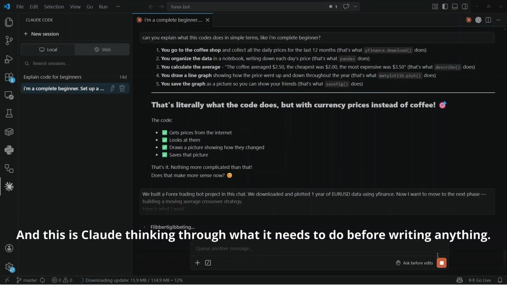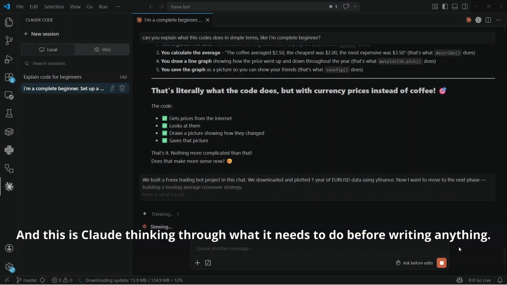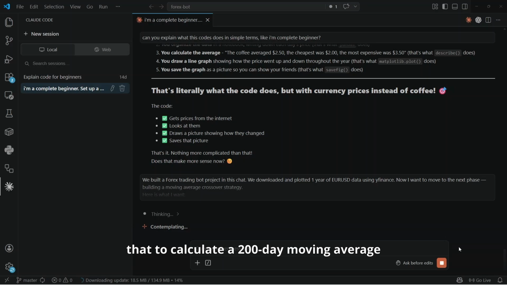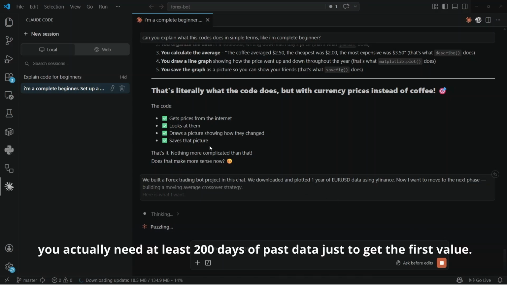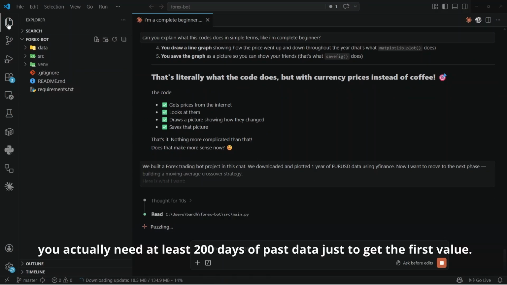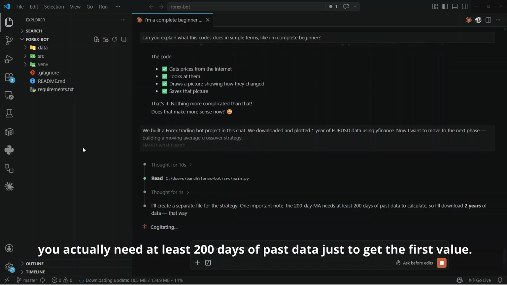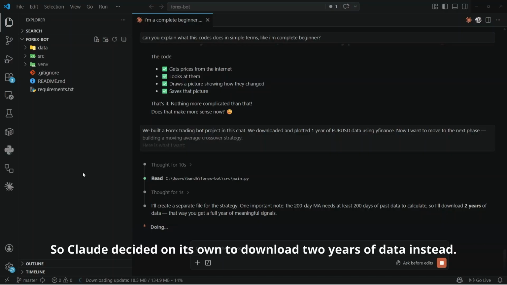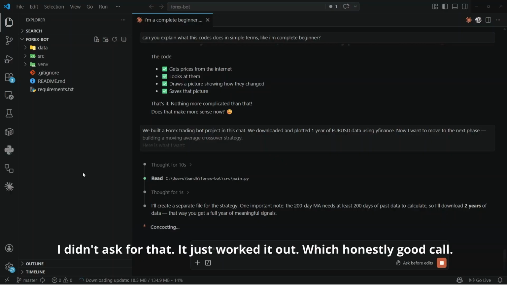And this is Claude thinking through what it needs to do before writing anything. It's figured out something I didn't even mention in the prompt. That to calculate a 200-day moving average, you actually need at least 200 days of past data just to get the first value. So, with only 1 year of data, you'd barely have anything meaningful to look at. So, Claude decided on its own to download 2 years of data instead. I didn't ask for that, it just worked it out, which honestly, is a good call.